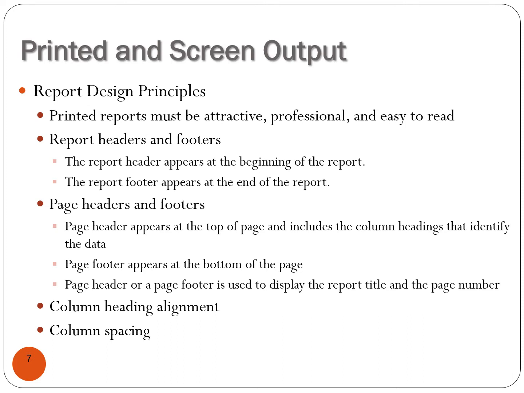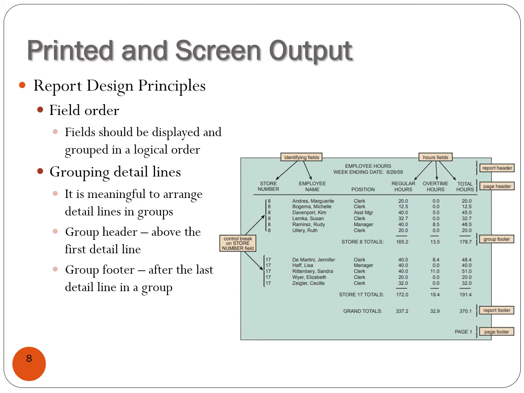To make your report readable and organized, you should consider applying column heading alignment and column spacing in the report. Fields should be displayed and grouped in a logical order. With detail lines, it is meaningful to arrange them in groups based on a control field. For example, using the department number as a control field, individual employees can be grouped by department. You can place a group header above the first detail line and a group footer after the last detail line in a group.